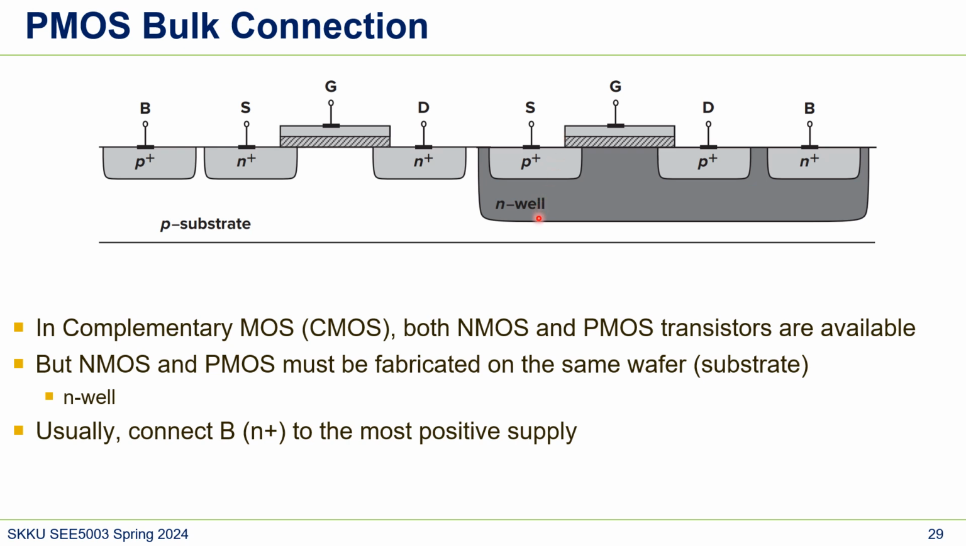So similarly, we connect this bulk, which is here now, because it's an N-well. If we want to give a potential to the N-well, we have to use this N plus ohmic connection, an N plus region. So we connect this B, as said in the previous slide, to the highest potential, which is usually VDD.